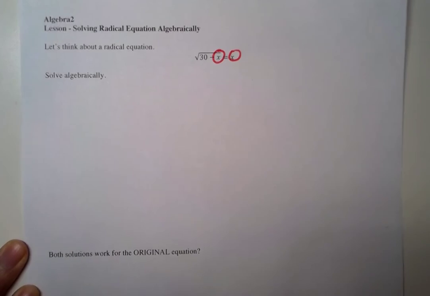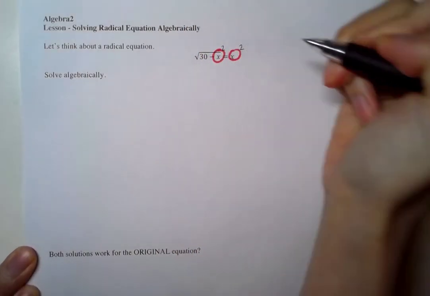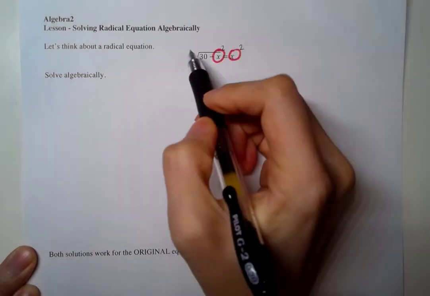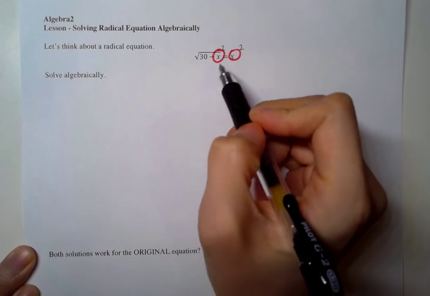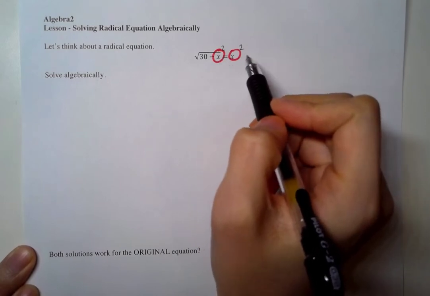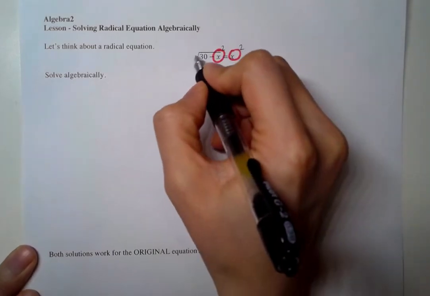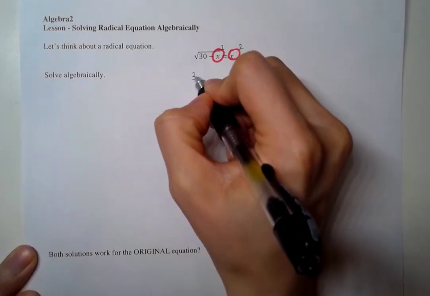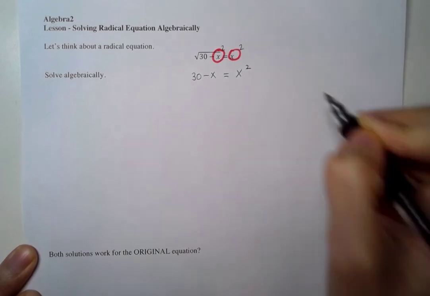So first, I'm going to square each side, all right? Because I want to get rid of this radical. The opposite operation of a radical is squaring, right? So I want to square this too. Then on the next line, you get 30 minus x equals x squared, right?